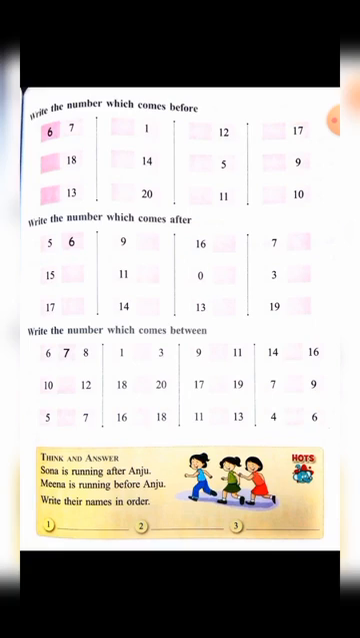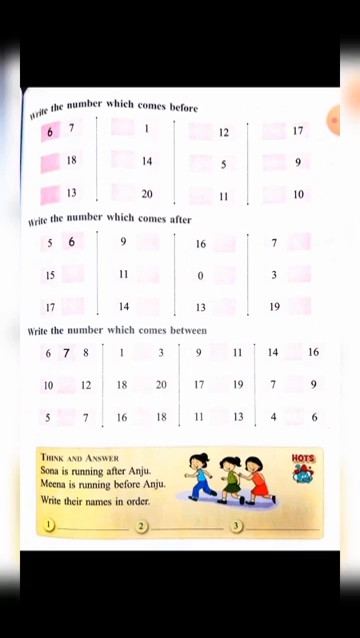Then write the number which comes between 6 and 8. Between 6 and 8, the number is 7. Then 10 and 12. After 10, 11. Before 12, 11. So the between number is 11. Then 5 and 7. The between number is 6. Then 1 and 3. The between number is 2. Like this you should write all these numbers.